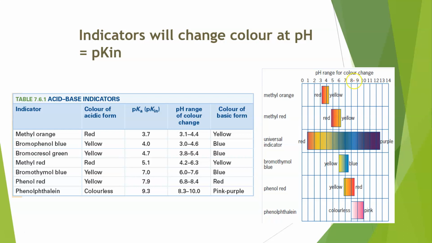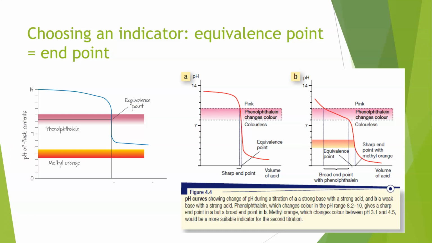But we can see here that if we have methyl orange, this is going just above 3 to just above 4, 3.1 to 4.4, and the indicator here has a pKa of 3.7, which is right smack bang in the middle of this value here. And then that is the region over which it will change color. So when we go to choose an indicator, we need to know where the equivalence point is to be able to choose an indicator where the equivalence point will sit in the middle of that range.